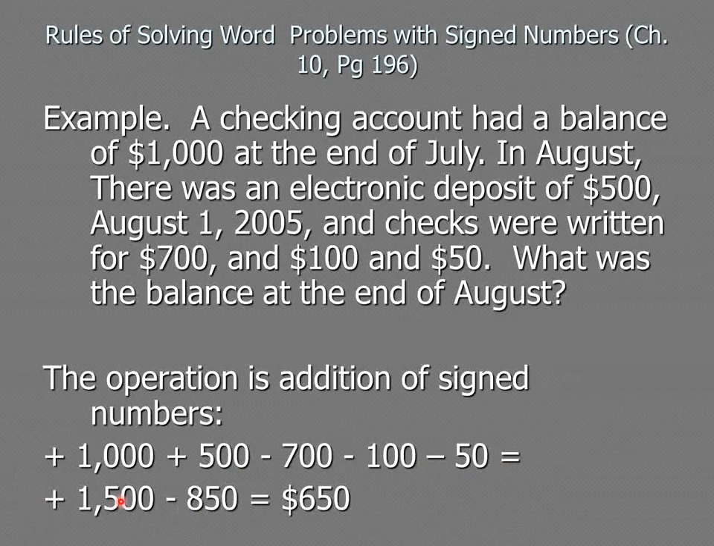And then now I'll do the math. Now 1,500 and 850 have different signs, so it will be a subtraction, right? We did the subtraction, which is 650, and I kept the sign of the greater number, which is 1,500, which is positive. So that means the account still has a balance of 650.